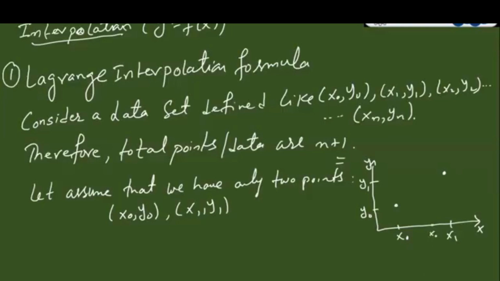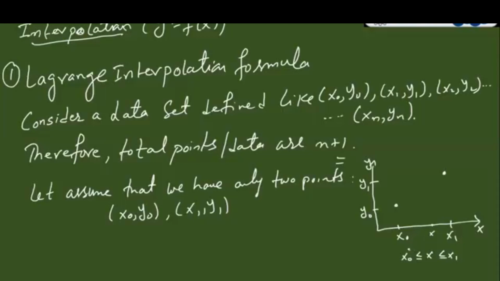Okay, so it could be any point. Now my question is, if x0 has a y0 answer and x1 has a y1 answer, then what would be the answer at any point x? Keep in mind that x is any point between x0 and x1, it could be anyone. For example, x0 is 0 and x1 is 1, so x could be 0.7, 0.8 or 0.2, it could be any point, but it has to be in between these two.